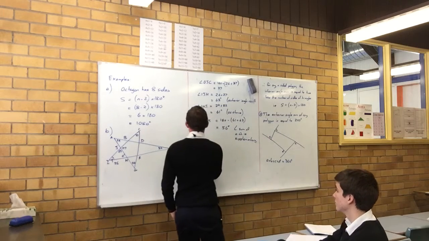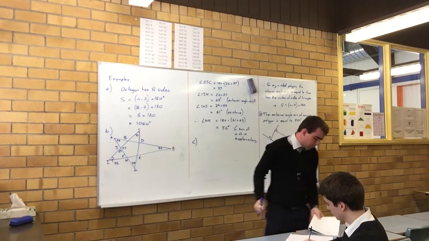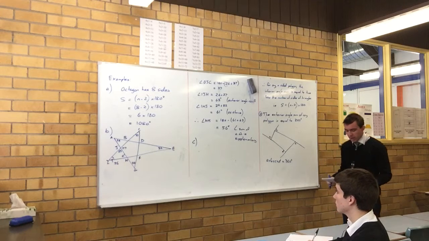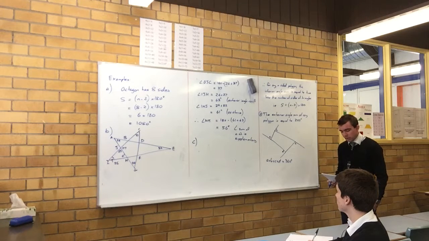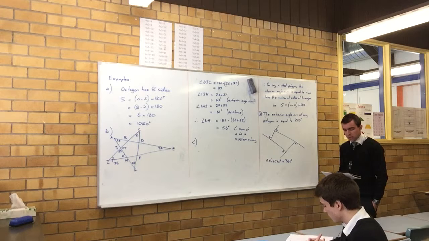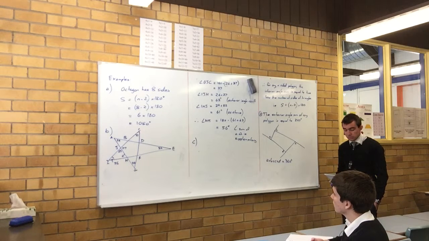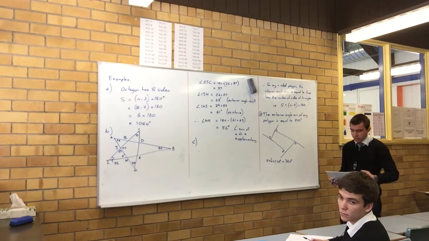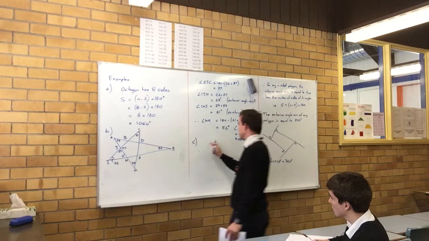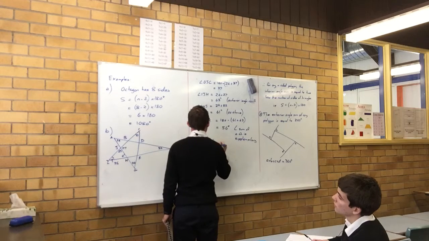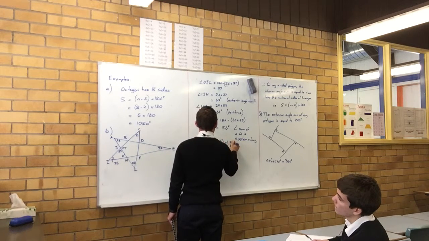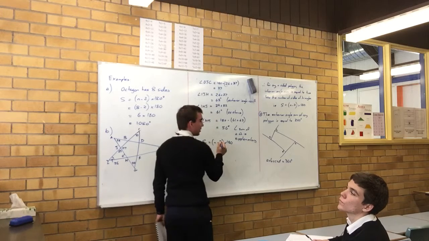Right, see, find the size of each angle in a hexagon. If you're not told, you're assuming the interior. Okay, so how many sides does the hexagon have?